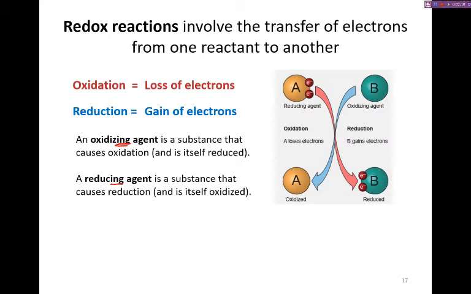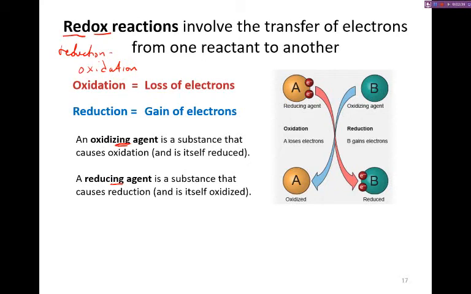And so this term, redox, comes from reduction and oxidation put together into one word and simplified.